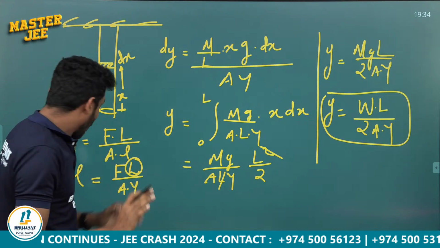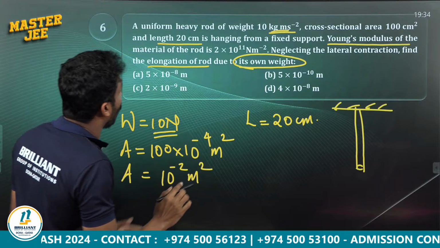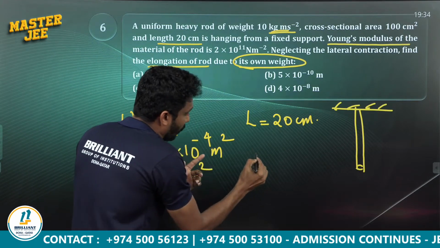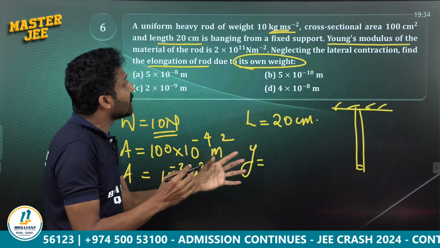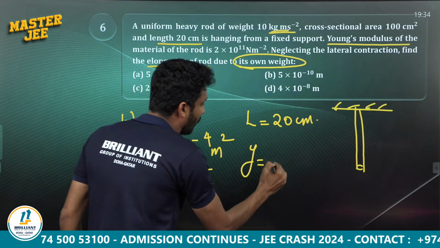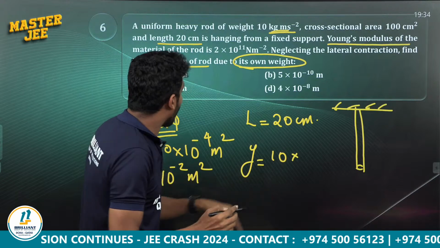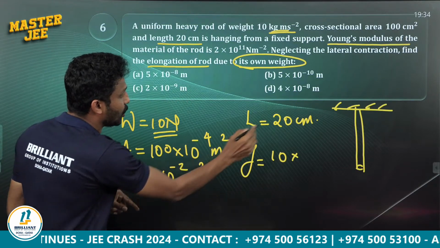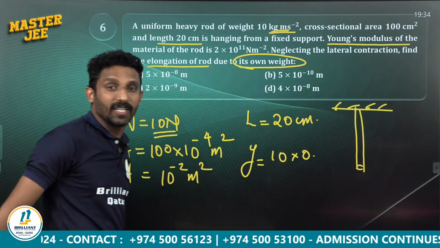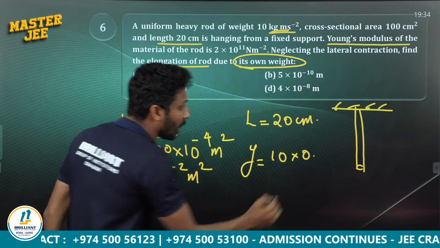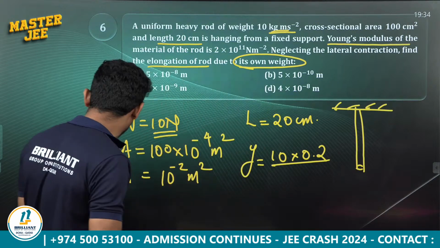This is the formula we use to calculate the elongation of a wire due to its own weight. That's it. And in the previous question, what are the given data? I am writing here y is equal to the weight of the wire, which is 10 Newton, into the length of the wire. The length of the wire is given here as 20 centimeter, which is 0.2 meter, divided by area into Young's modulus.